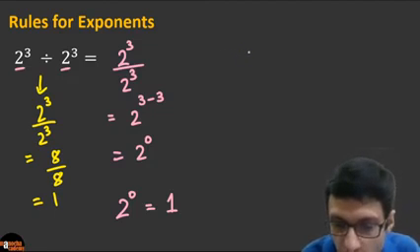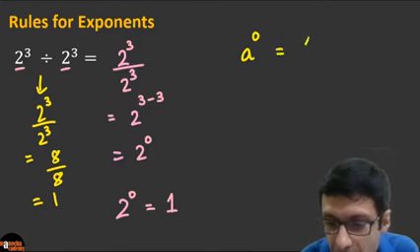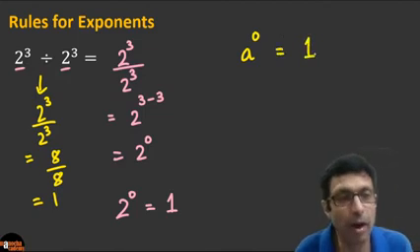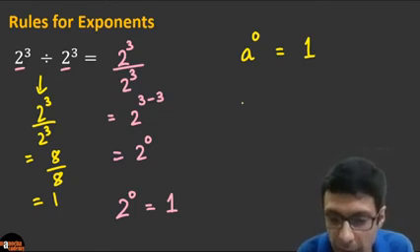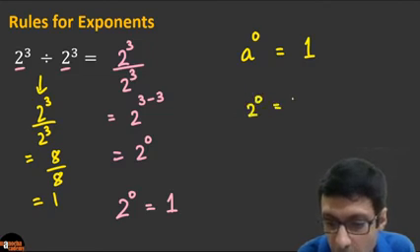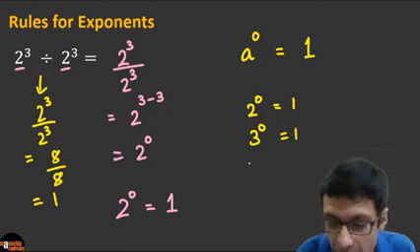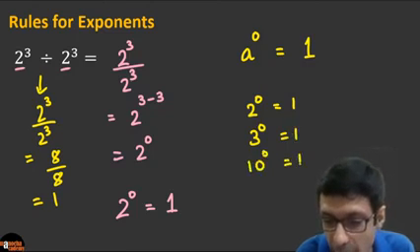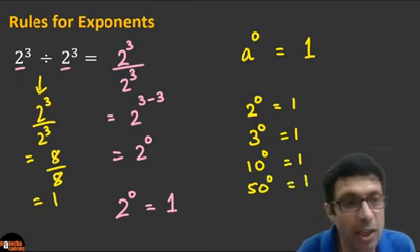Anything to the power 0. So a to the power 0. So any number that you're taking, right? a to the power 0 is equal to 1. Very important. So whether you're taking 2 to the power 0, it is 1. A lot of students get confused with it. 3 to the power 0 is 1. 10 to the power 0 is 1, right? 50 to the power 0, anything to the power 0 is 1.